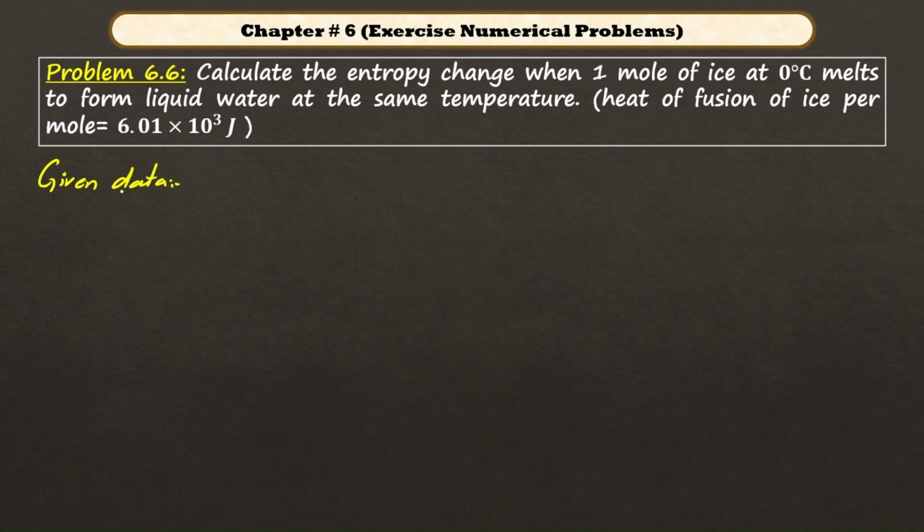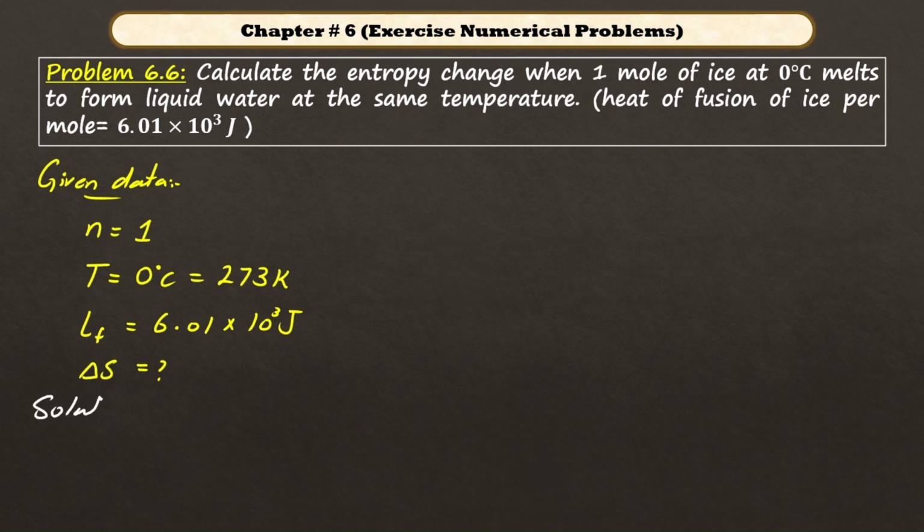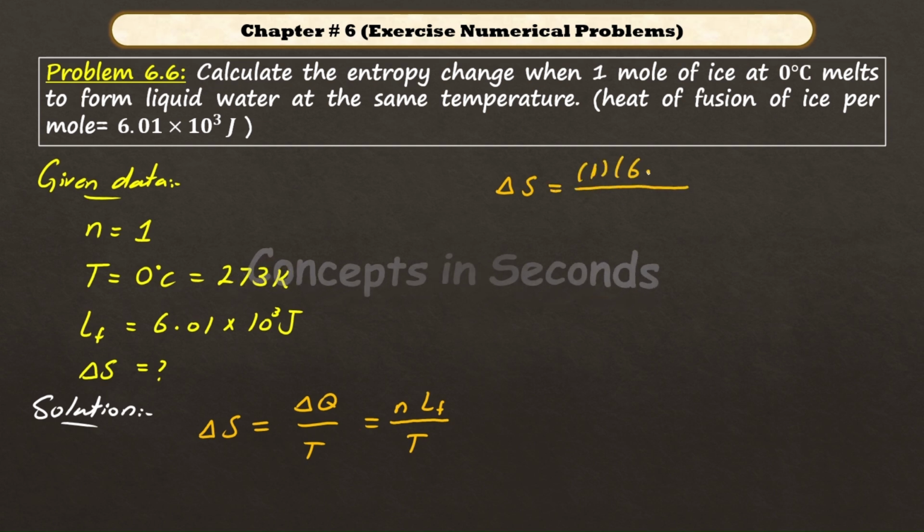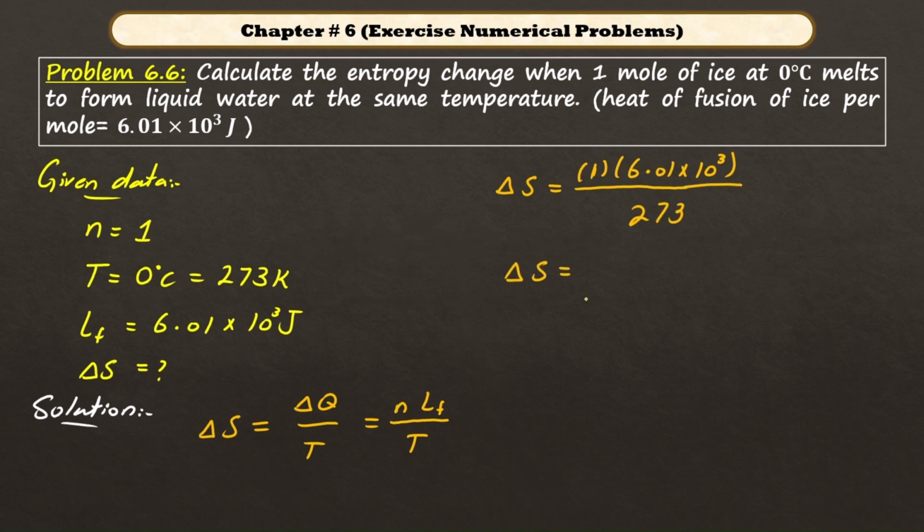Given data, N is equal to 1, that is the number of moles. T is equal to 0 degree Celsius, or 273 Kelvin. LF is equal to 6.01 into 10 to the power 3 joule, that is given. Delta S is equal to question mark. Solution: delta S is equal to delta Q over T. By putting the formula of delta Q and by putting the values of N, LF and T in this formula, it becomes equal to 22 joule per Kelvin.